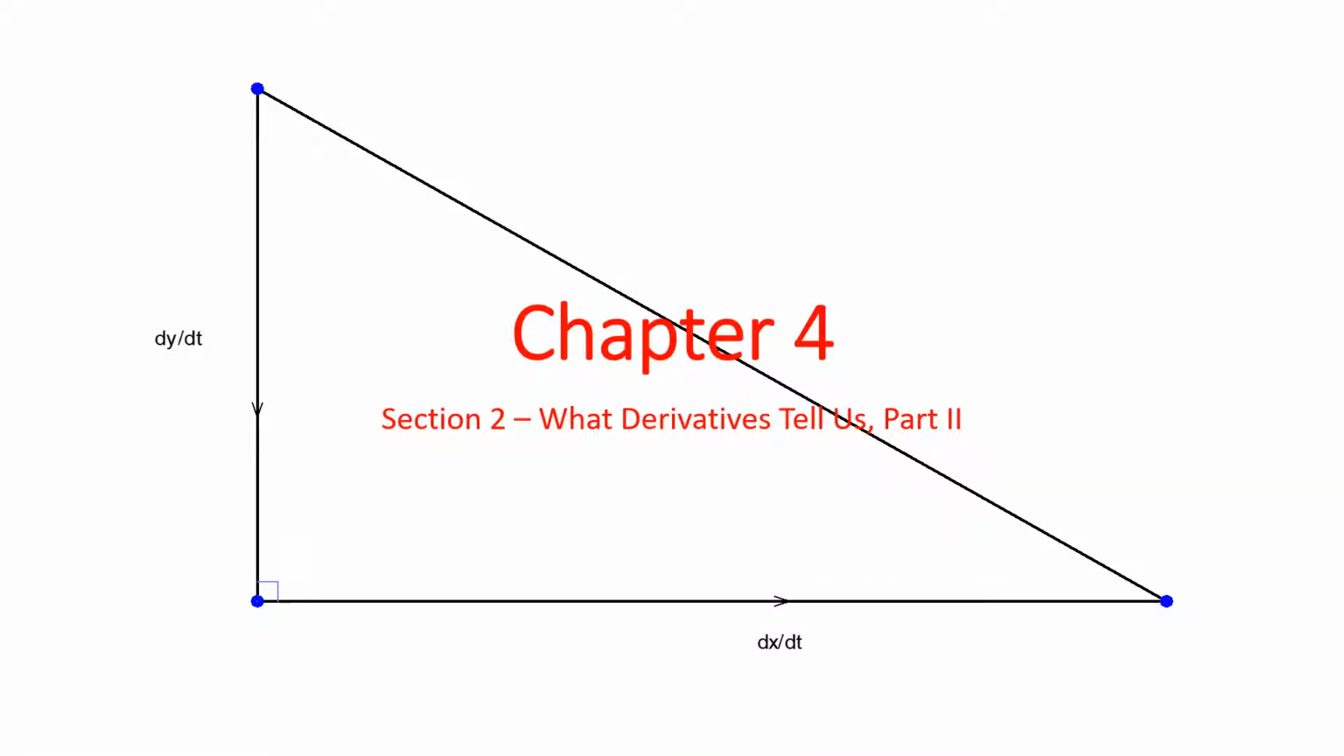Welcome back to section 2 of chapter 4. And this is the second part of what we were looking at last time, which is what derivatives tell us. Last time we had an equation, and we would take the derivative and second derivative to find the extreme values: maximums, minimums, points of inflection, intervals of increasing, decreasing, intervals of concave up, concave down.